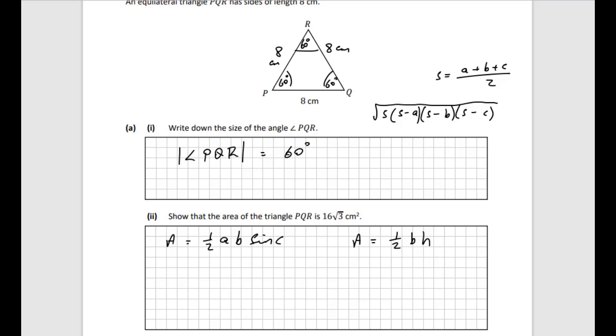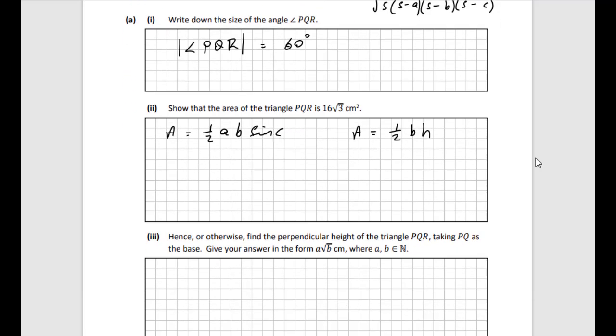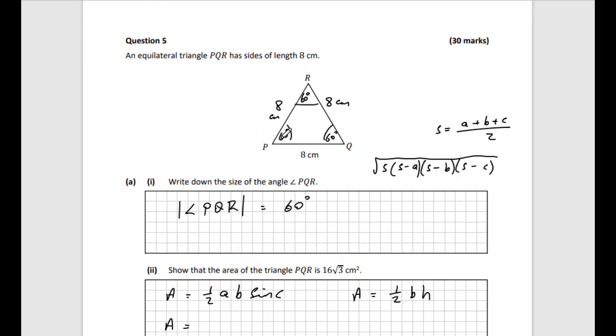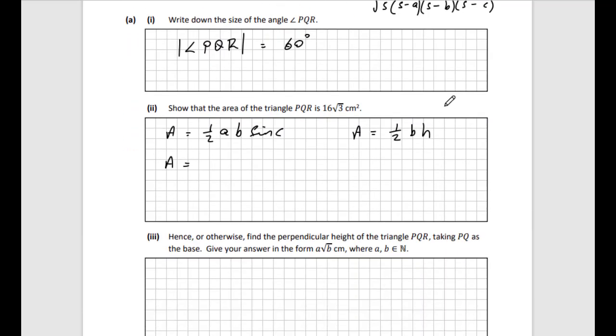Look, I'm not going to use Heron's formula here, I'm just going to use these ones here. So to use this one here, you've got half ab sine C. You need two sides and an enclosed angle. So we have two sides, we have an enclosed angle, so it's just going to be half of 8 times 8 times sine 60 degrees. So when you do that, you get 16 root 3, and we were talking about centimeters, so it's going to be centimeters squared. And actually that's what they gave us, so that's correct.